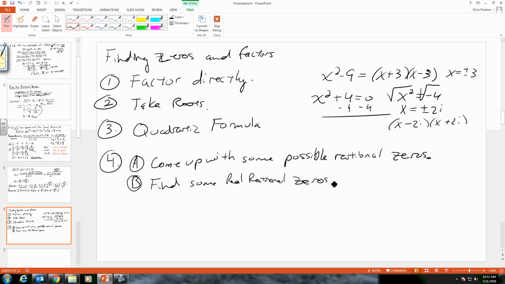And what this does is it gives you a door. It gives you a foot in the door. It gets you started. You start breaking things down. Divide until you get to something you can work with.